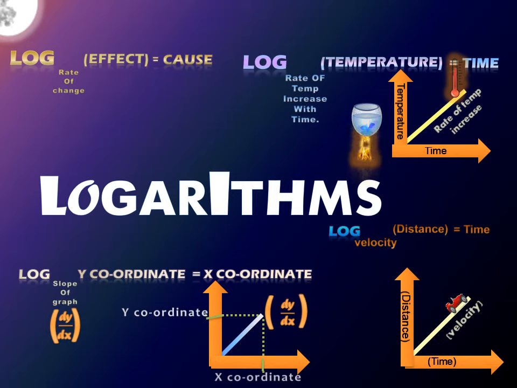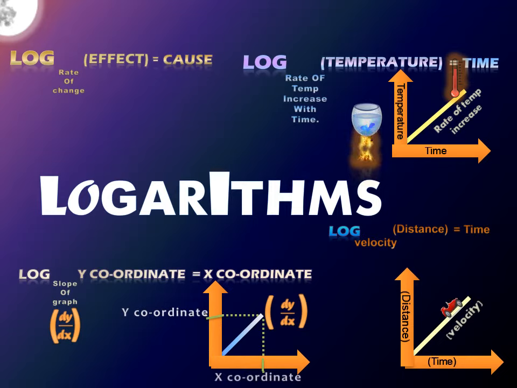Logarithms. What if someone told you that log gives you the cause for every effect? Whenever you plot a graph, you're actually plotting the cause onto the x-axis usually, and the effect onto the y-axis, and the base of the log, like log to the base 10 or log to the base e, is nothing but the rate at which this change is taking place.